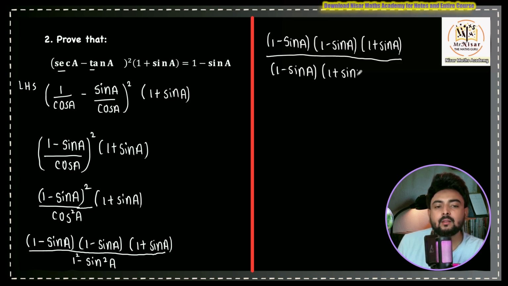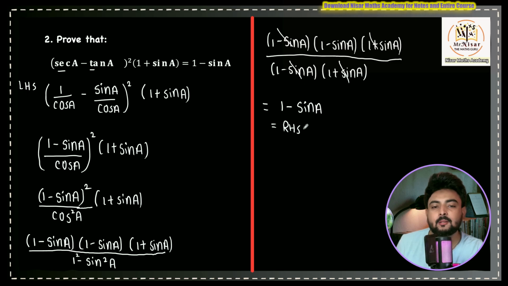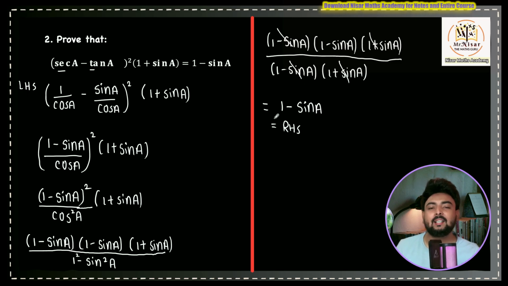And I think that this and these both are same in the numerator and denominator. This both will get cancelled and the answer will be 1 minus sine A, which is equal to your RHS. I hope it is quite clear. Let's go ahead for the next question.